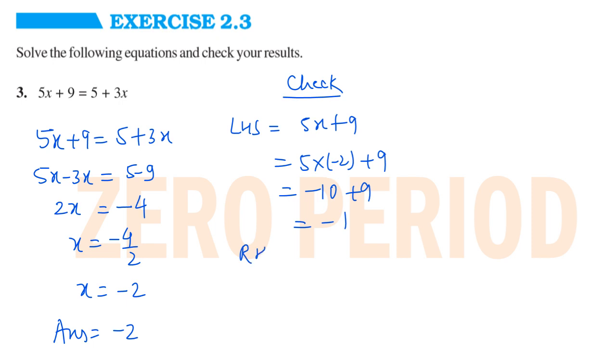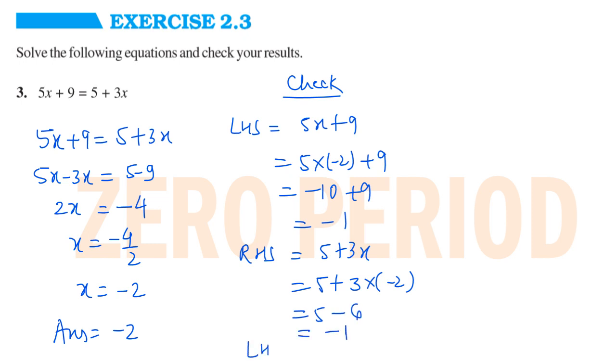Then RHS, right hand side. Right hand side is 5 plus 3x. It means 5 plus 3 into minus 2. So 3 into minus 2 is minus 6, and 5 minus 6 will be minus 1. You get that LHS is equal to RHS, so you can verify your answer also. Move to the next question.